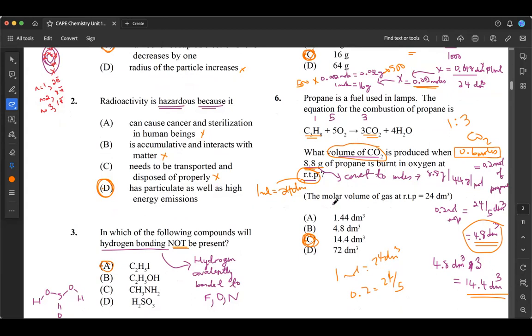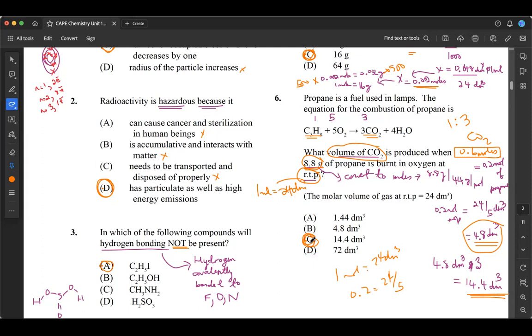So just to recap, we look at our mole ratios first and foremost. So it's a 1 to 3 for propane to carbon dioxide. We convert our mass of propane that they give us to moles. And once we get the number of moles, then we can find out how much volume that would take up. And so we got that to be 4.8 dm cube here. And using Avogadro's law, if the molar ratio is 1 to 3, and I have 4.8 dm cube of this, it means that I'll get 3 times that 4.8. And that turns out to be 14.4 dm cube. So our answer for 6 is C.